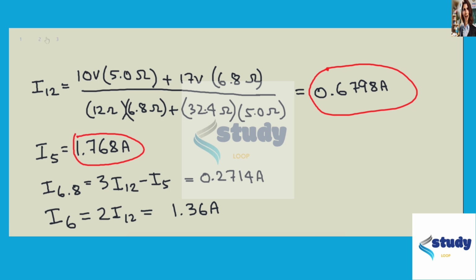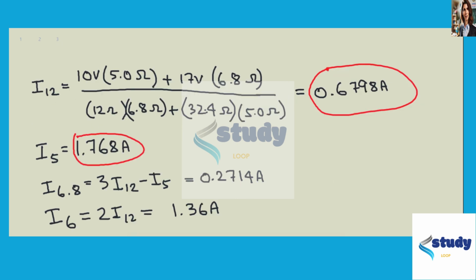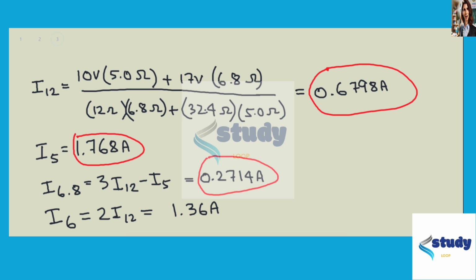Again, we can go back, and since we know I5, we know I6.8 by this expression over here. That gave us this. So this is 0.2714 amps. And then finally, if we use this expression back here, that gives us the value for I6, which is 1.36 amps.